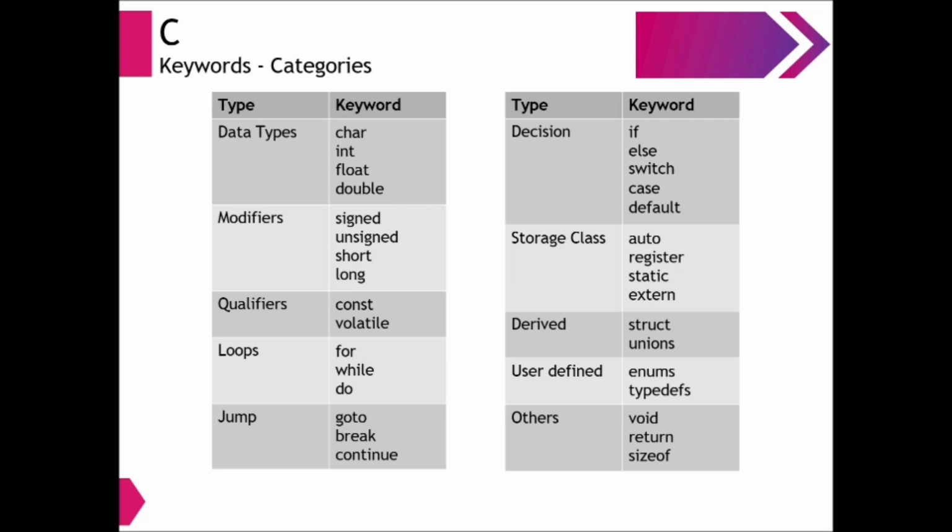Let's continue to the decisions like if else, switch case, default statements, and also storage classes like auto, register, static, and extern. Followed by derived types, there are structures and unions, and also user defined types like enums and typedef, and other keywords like void, return, and sizeof.